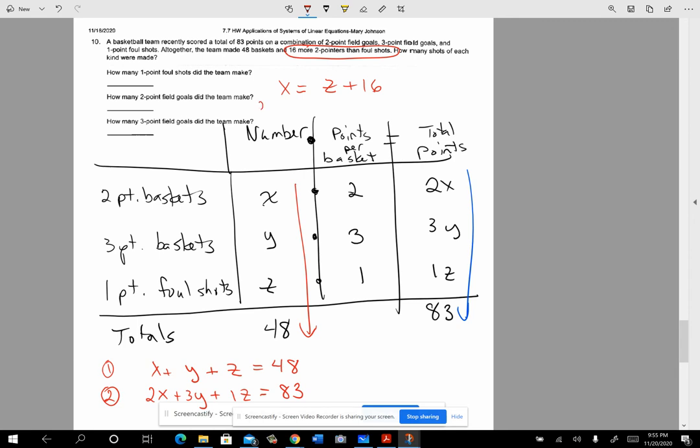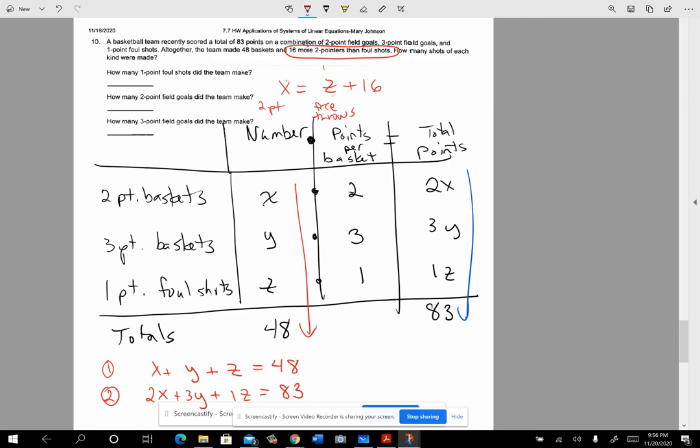This was the 2-point baskets. These were the free throws. And so the 2-pointers are supposed to be more, right? 16 more 2-pointers than foul shots. So if I made 10 free throws, then that would mean I made 26 2-point baskets. I usually double check. If this turns out to be 10, then this would be 26, and that makes sense because they made 16 more 2-pointers than free throws or foul shots.